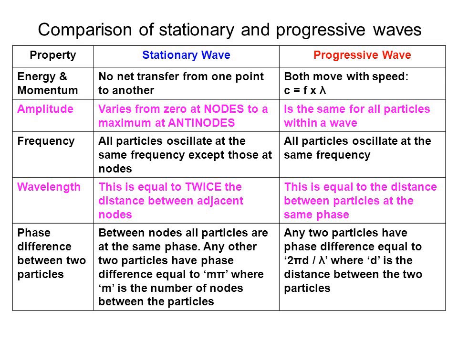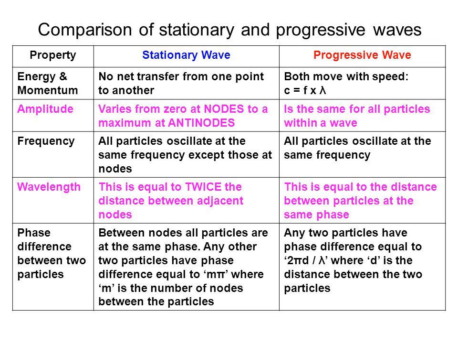Let us now compare the stationary and progressive waves based on their various properties. The first property we are going to compare is energy and momentum. A stationary wave does not transfer energy and momentum from one point to another, whereas in a progressive wave, energy and momentum are carried forward and they move with the speed c equals f lambda, where f stands for the frequency and lambda stands for the wavelength.